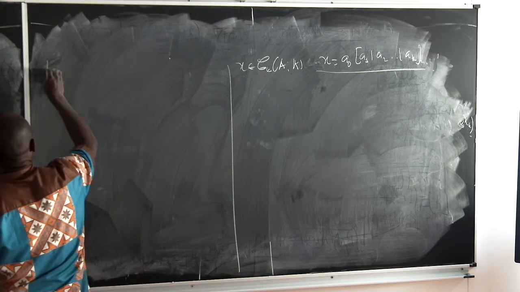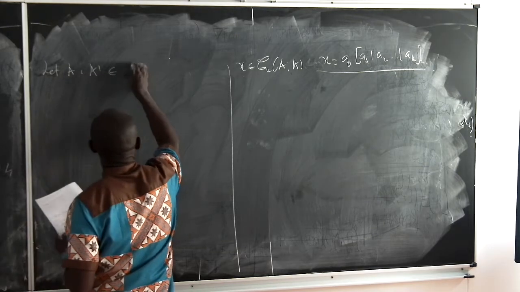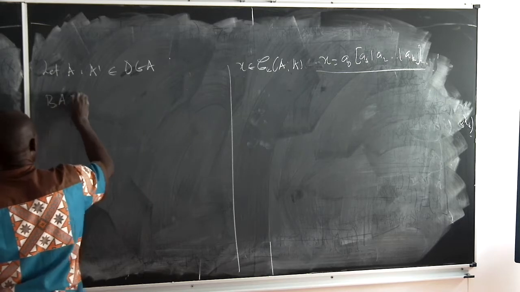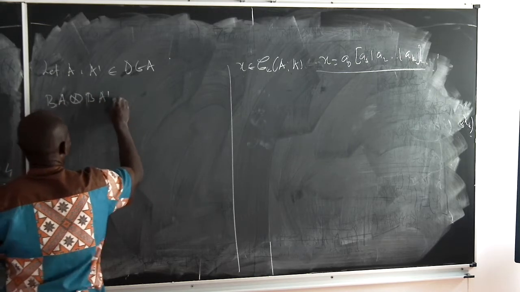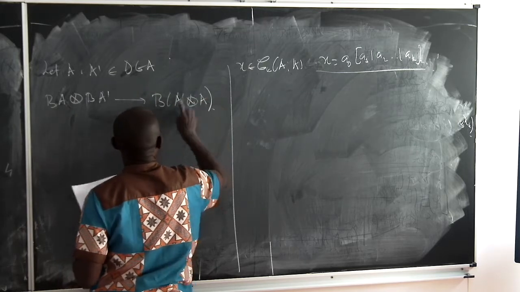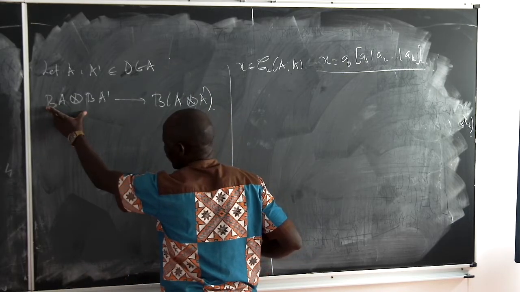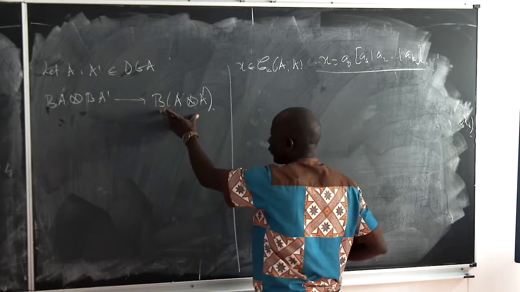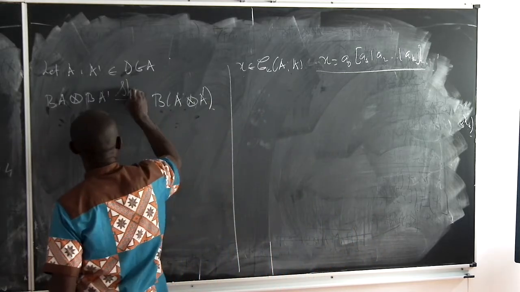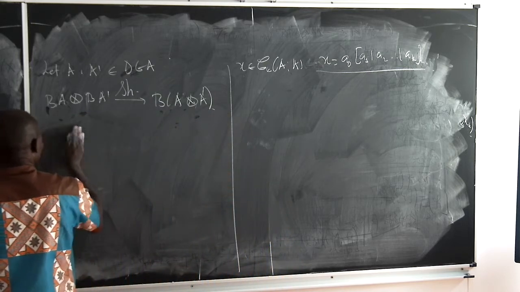Now, let A and A prime be two differential graded algebras. Our objective is to transform this tensor product of bar constructions of A and A prime respectively to the bar construction of A tensor A prime. This will be done by using a map called the shuffle map. The shuffle map is defined from this to that as follows.